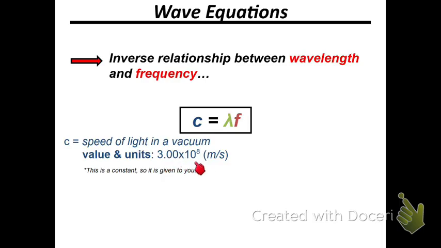It never changes. The other variables we have are lambda, which is wavelength. I like to think that it looks kind of like a wave, a little cresting wave, cute. And it's measured in meters. Think about the name, wavelength. We measure length in meters. That's a lowercase m for the symbol.